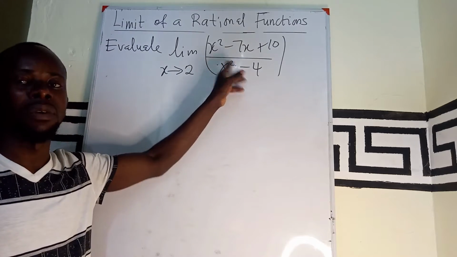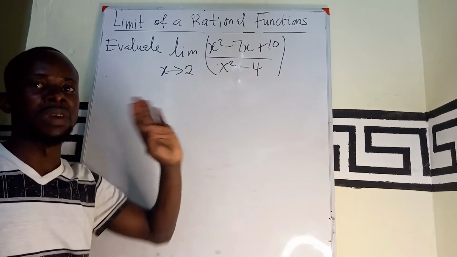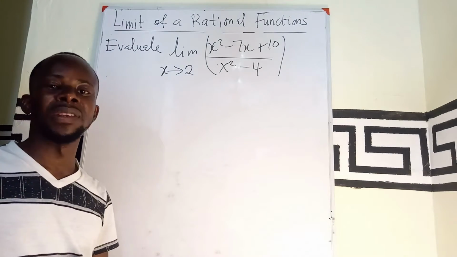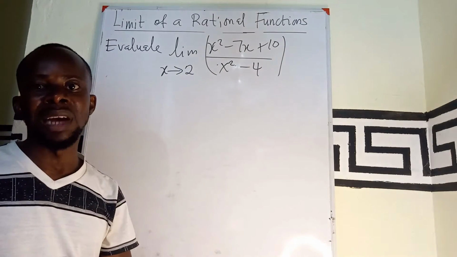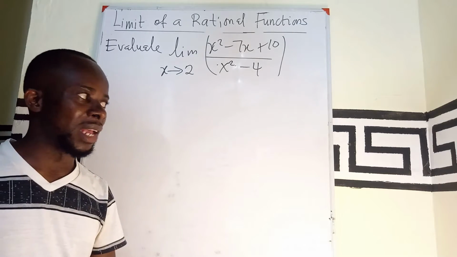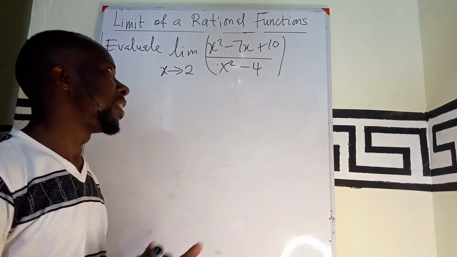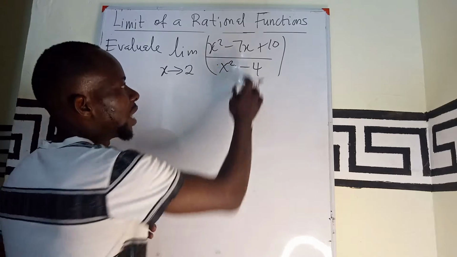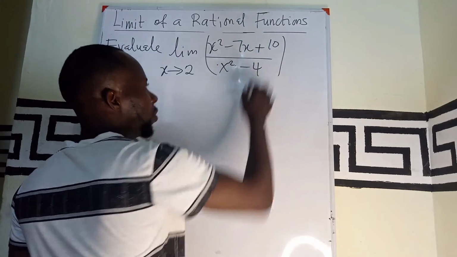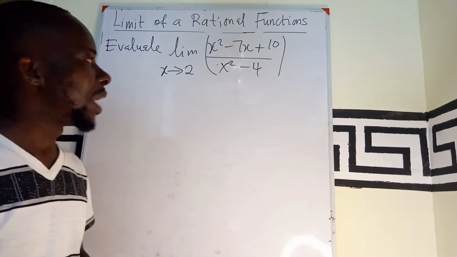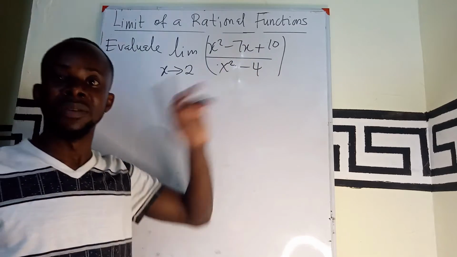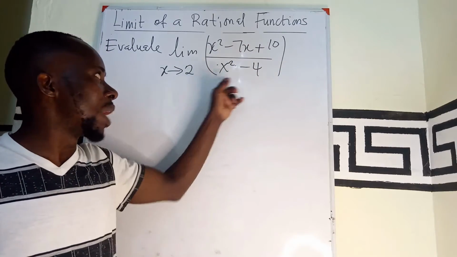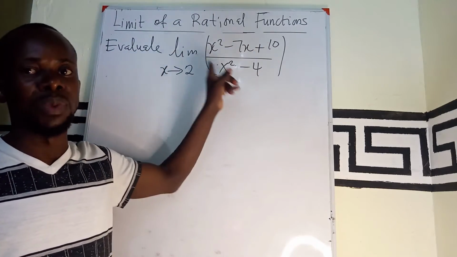2 squared is 4, 4 minus 4 is 0. So it means we cannot just start by solving by substituting the value of x, but we can rather see the other way by which we can rewrite the expression so that we will not get 0. And we can see our denominator will give us a difference of 2 squares, because x squared minus 2 squared will give us what we have.